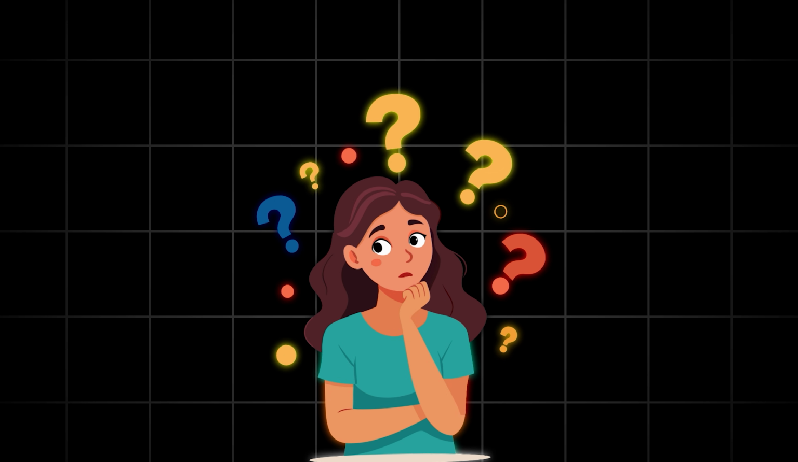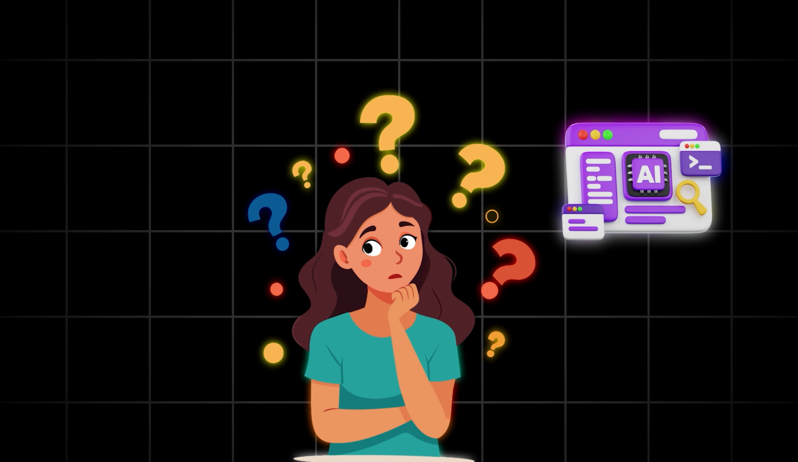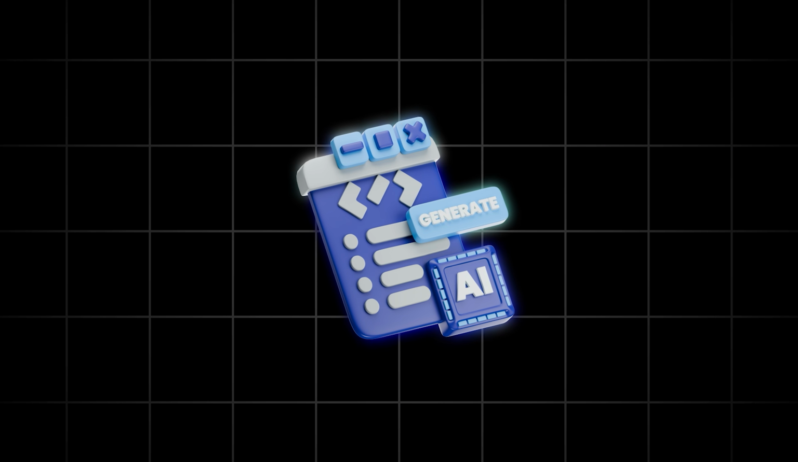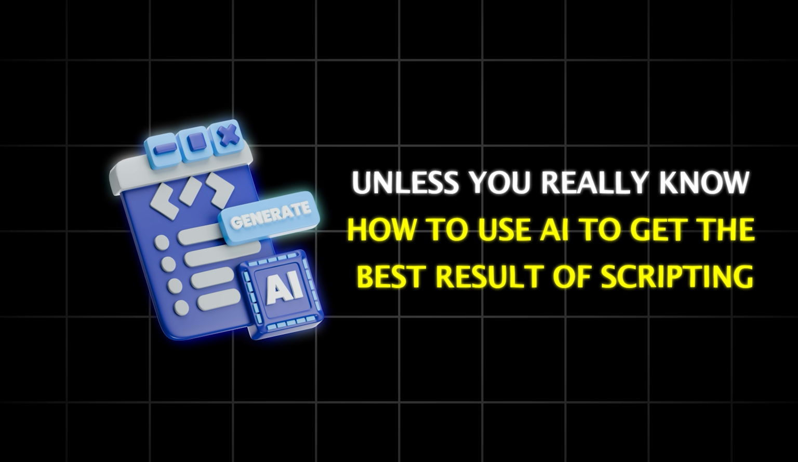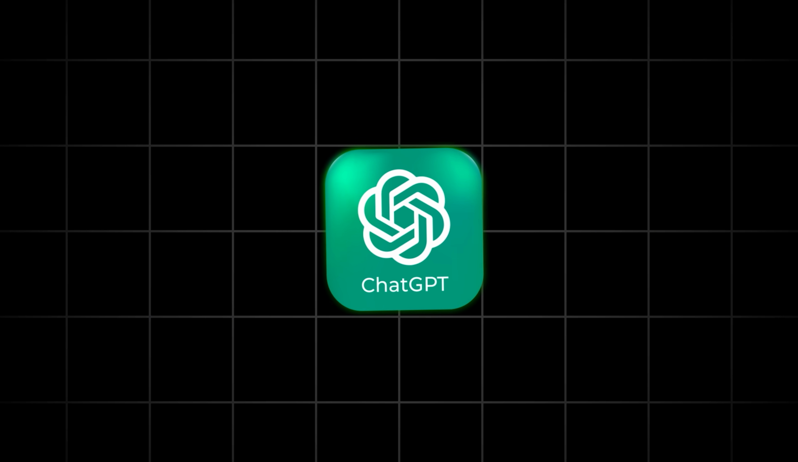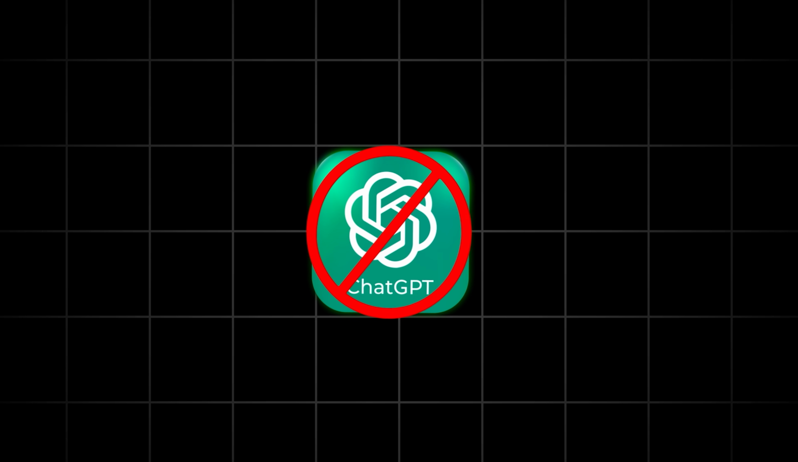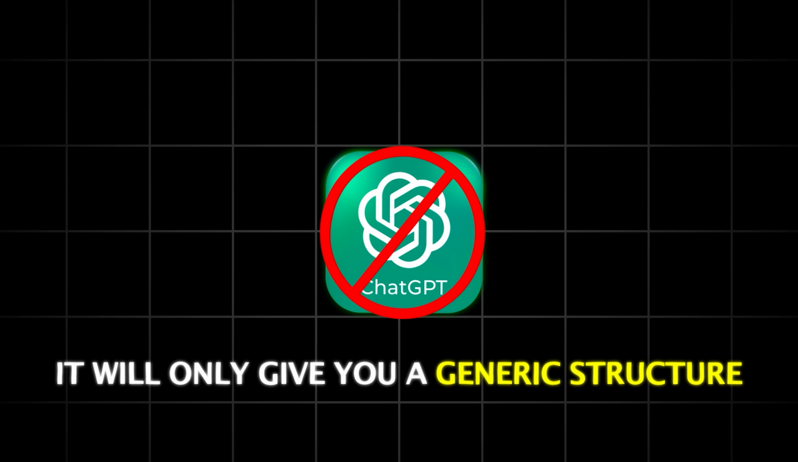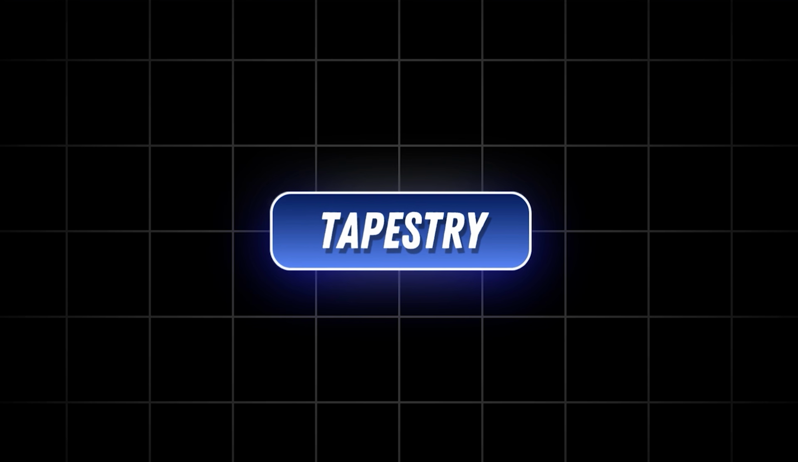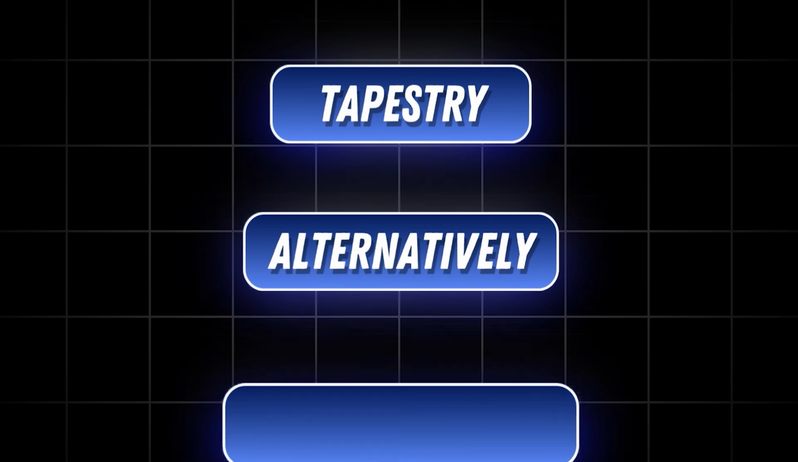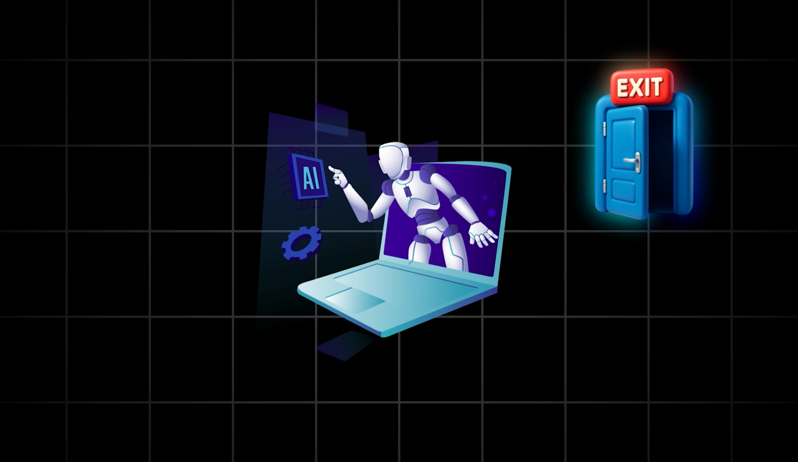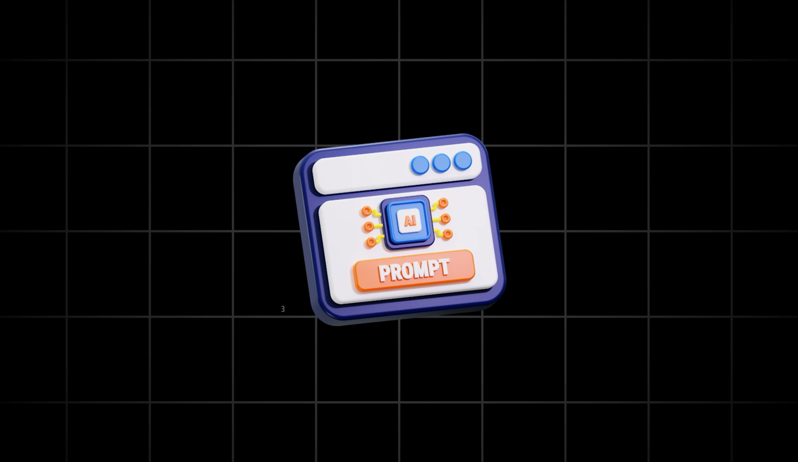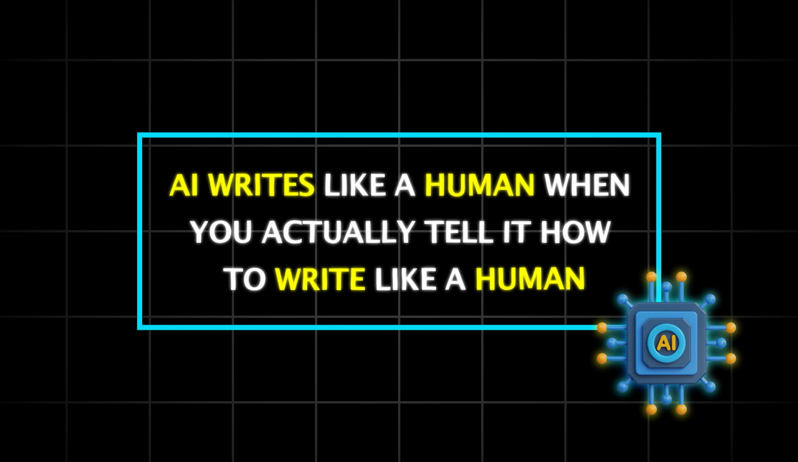Now you might be thinking, okay, just use AI to write it. But this is also a new way to mess a script up, unless you really know how to use AI to get the best result of scripting. First things first, don't use ChatGPT. It will only give you a generic structure and cliché words like tapestry, alternatively, and in conclusion. Viewers feel it's AI instantly, and they leave. The fix lives inside the prompt. AI writes like a human when you actually tell it how to write like a human.